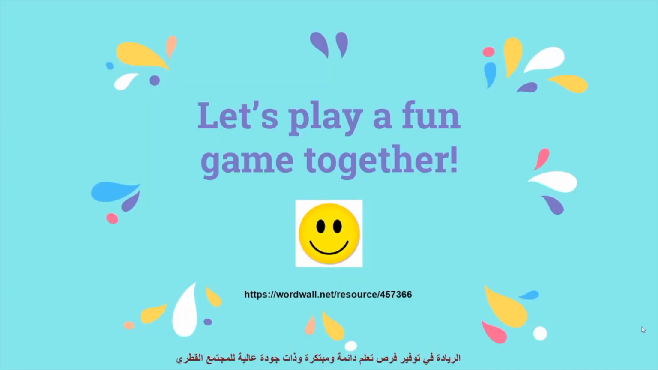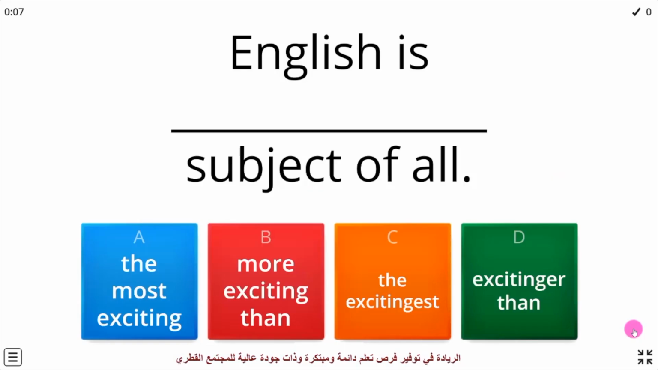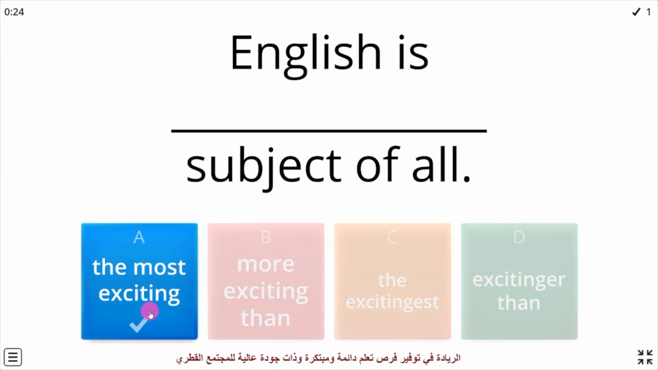Now, let's play a fun game together. Take a look at number 1. English is the most exciting subject of all. We are comparing between English and all the subjects. So is it a comparative or superlative? Excellent, it's a superlative. Exciting is a long adjective. So we say English is the most exciting subject of all.